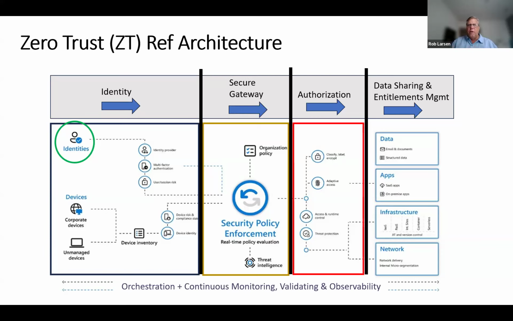This is a very standard architecture, but you can see on the bottom the orchestration, continuous monitoring, validation, and observability. Those elements have to be built into the zero trust strategy. And again, I can't stress this enough. In the zero trust world, identity is the number one thing that has to be done right. If you get identity wrong, it permeates through the entire process, and you end up giving the wrong people access to the data or the applications or the resources they should not have access to.